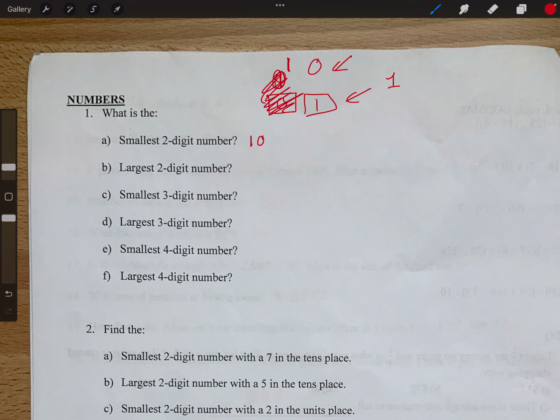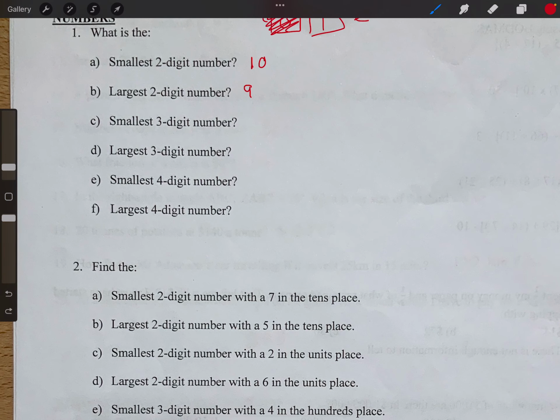The largest 2-digit number is 99. 100 will be 3 digits, so you can't choose 100. The smallest 3-digit number is 100. The largest 3-digit number is 999. The smallest 4-digit number is 1 and 4 zeros. The largest 4-digit number is 9999.